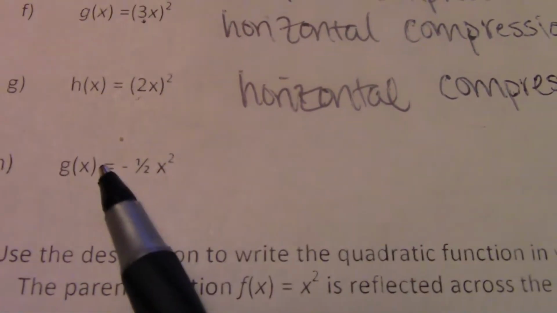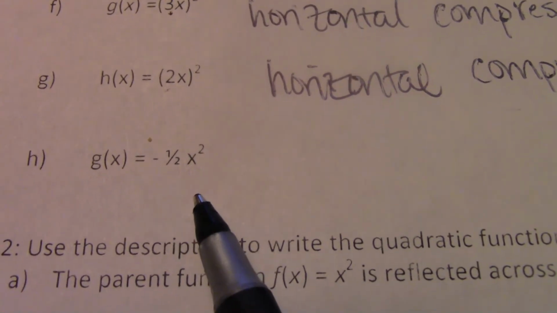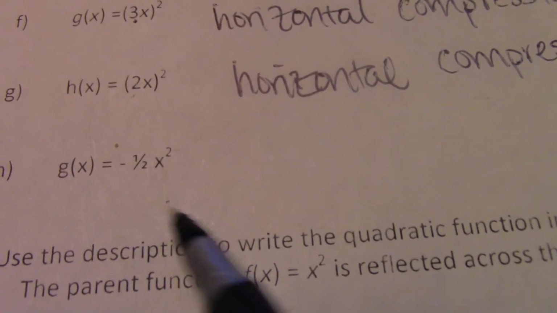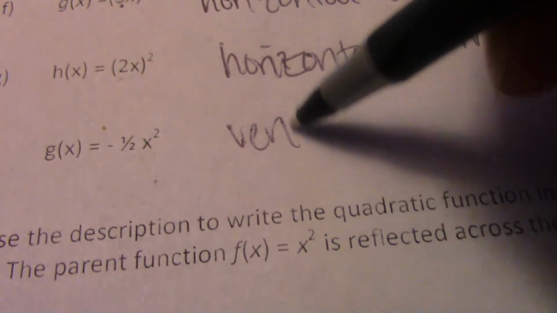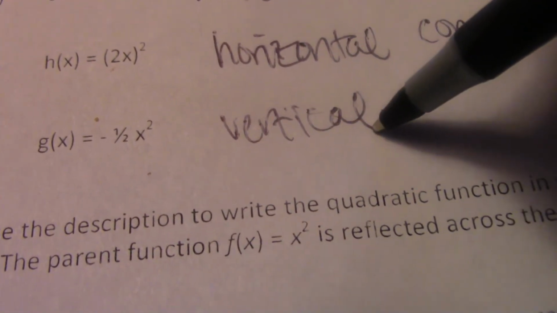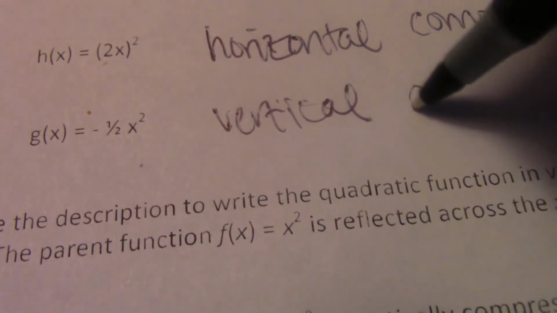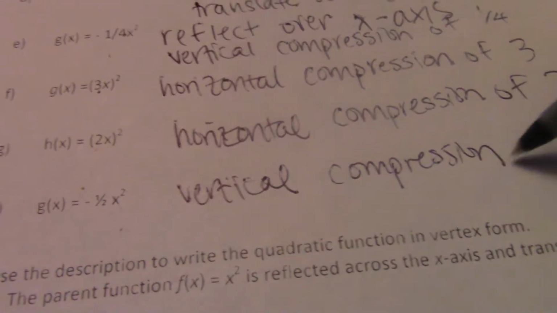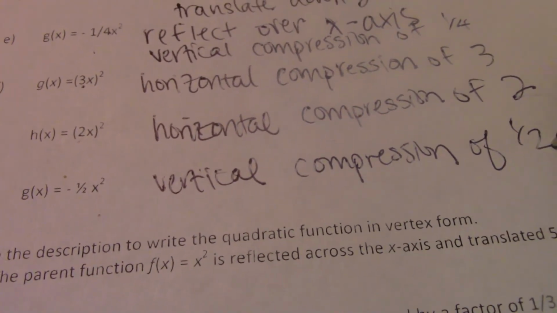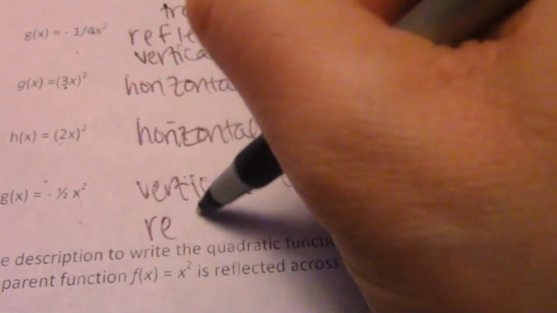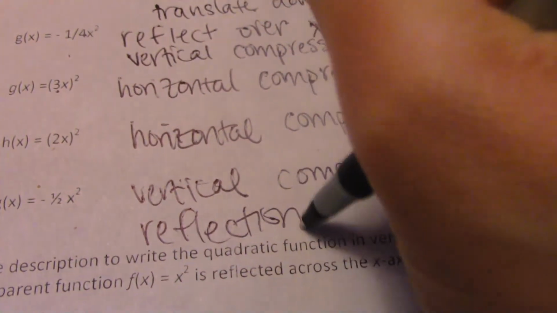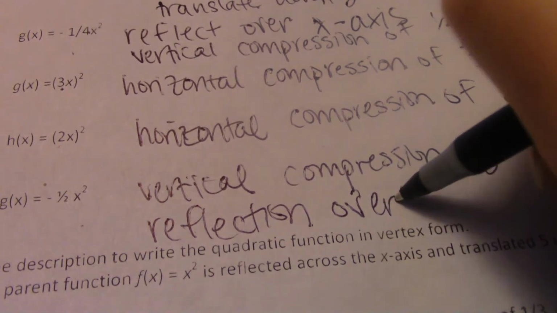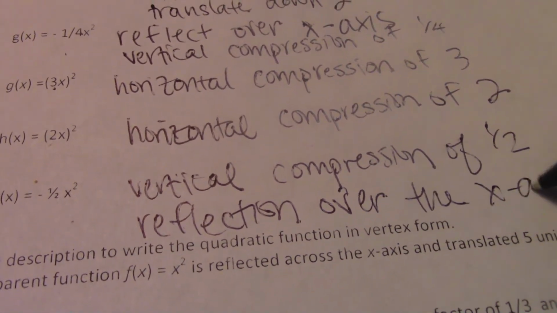Oh, this has a negative and a 1/2, and it's not inside the parentheses. Outside of the parentheses means vertical. If it's a fraction, it's going to be compression. Sorry, of 1/2. That negative means a reflection over the x-axis.